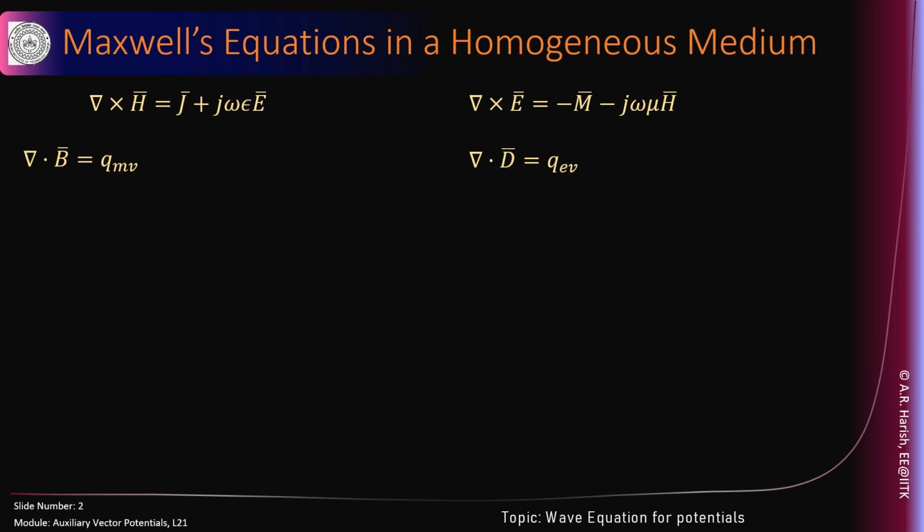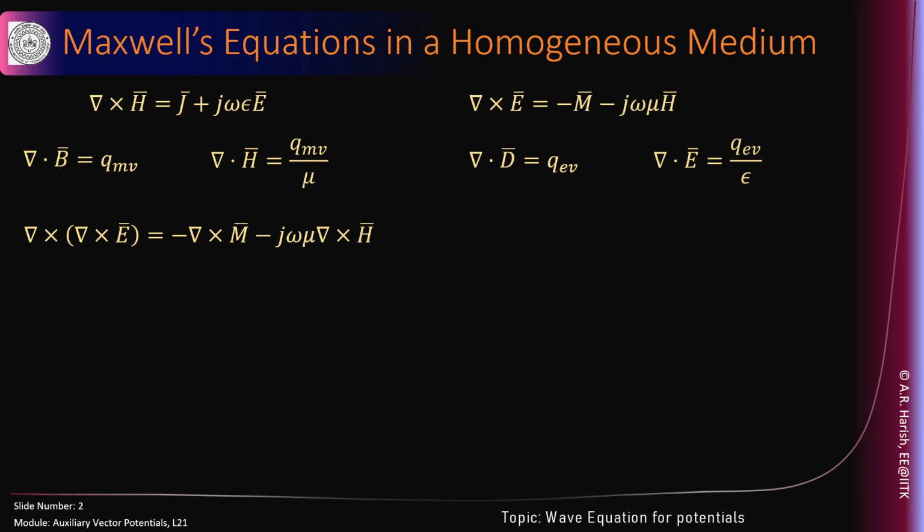Let us consider Maxwell's equations. I don't think I need to give any commentary on this. The two divergence equations can be written in terms of del dot H and del dot E. Sometimes we use del dot B, sometimes we use del dot H. Similarly with del dot D and del dot E.